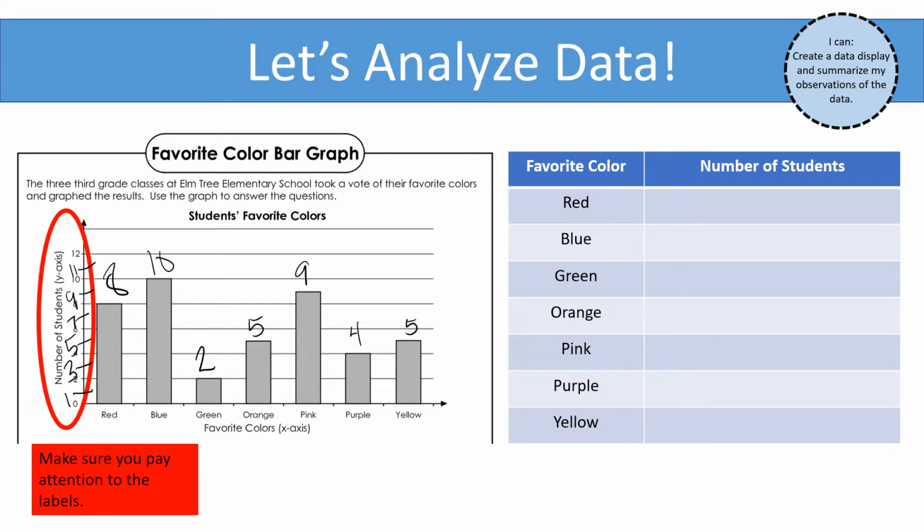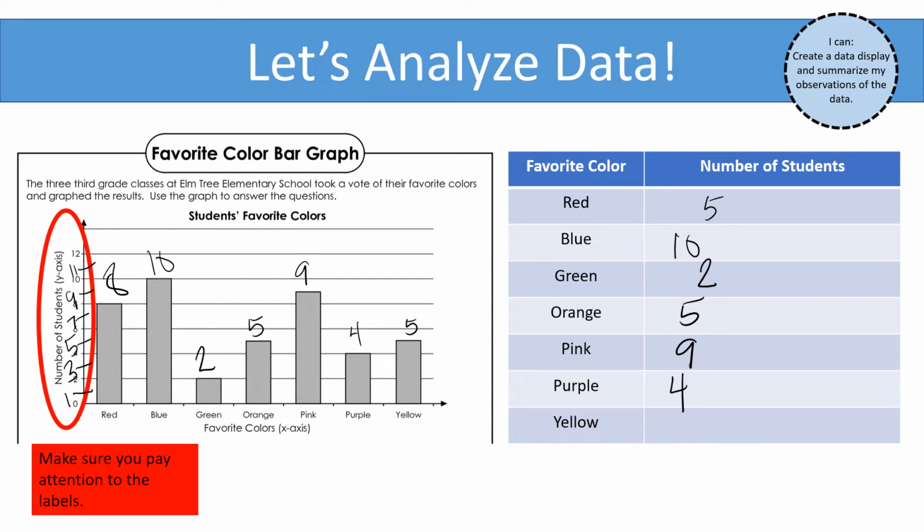So over here, you have your frequency chart. So red, how many students liked red? You can just go back over here and look at it. We're going to do your tally marks. We have 5. Blue, go back to blue, we have 10. You see how easy it is just to label it? Green, we have 2. Orange, we have 5. Pink, 9.